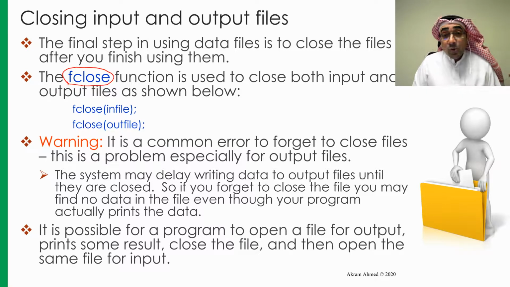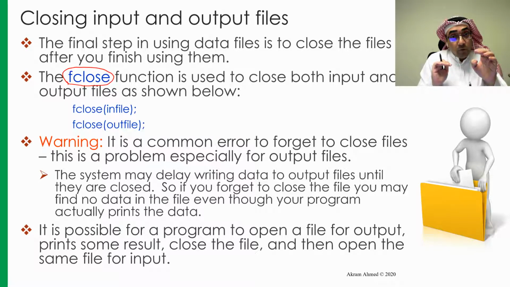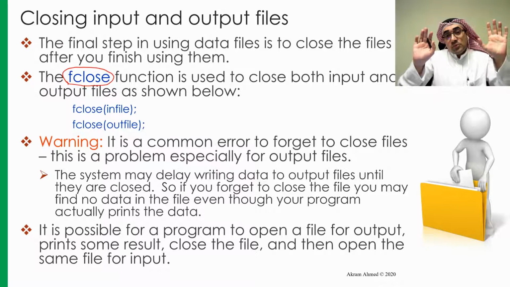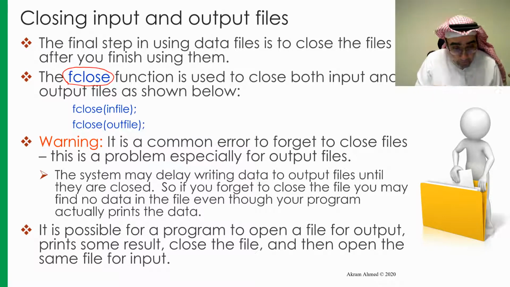Okay, so the fclose is basically a command telling the compiler that, hey, I have finished with this file, close it. After you close the file, you cannot read from it, you cannot write to it, you cannot do anything to it, it's gone. If you want it again, you have to reopen it using an fopen. But the fclose is a very important command telling the compiler, hey, I finished with this file, please close it, let it go.